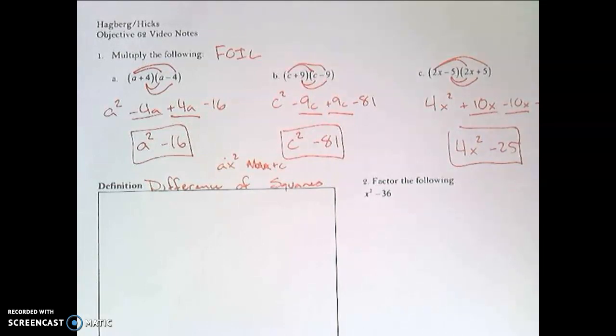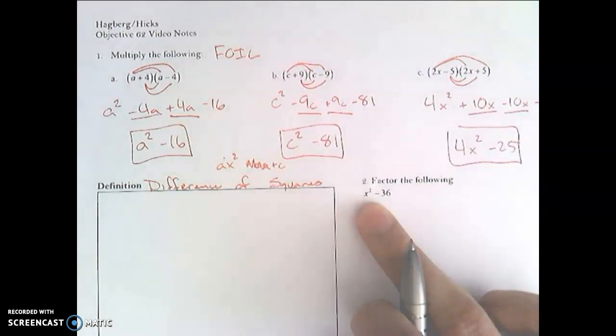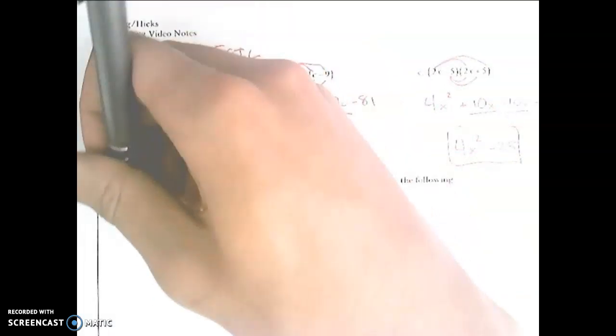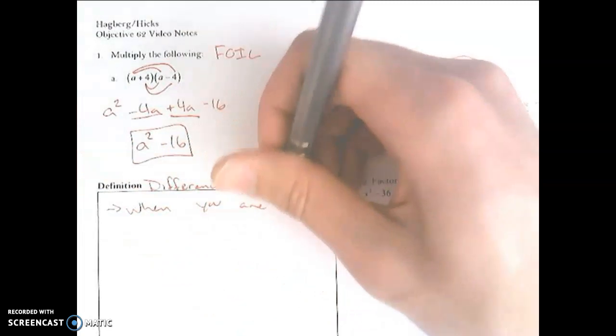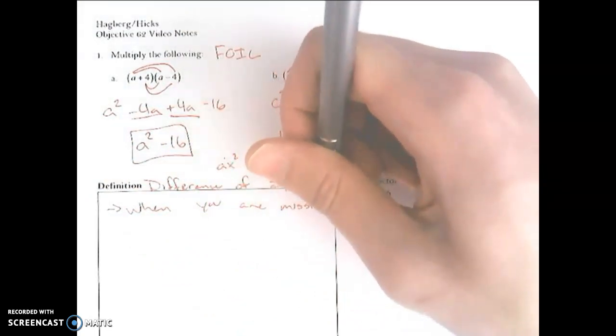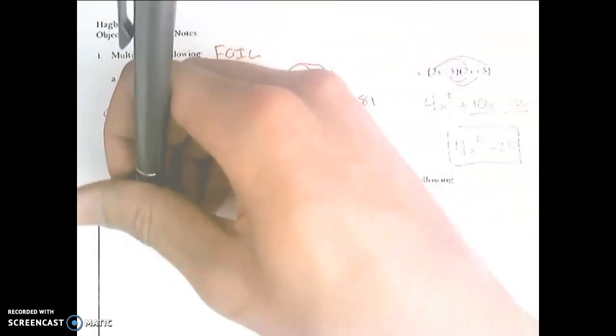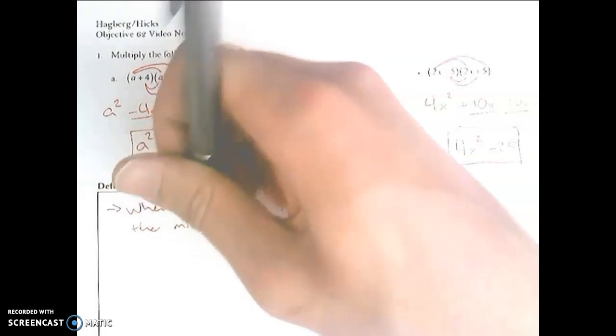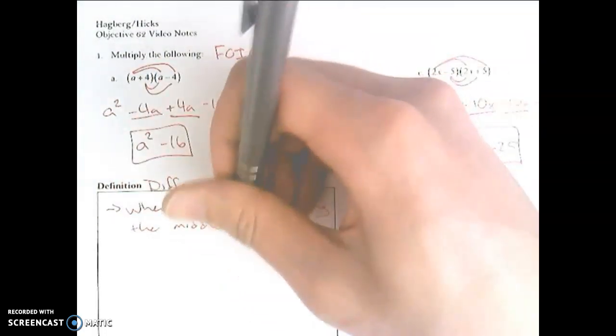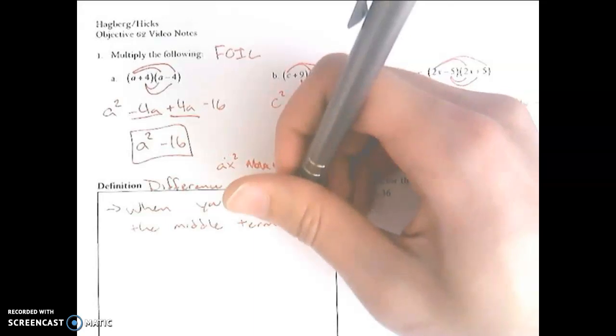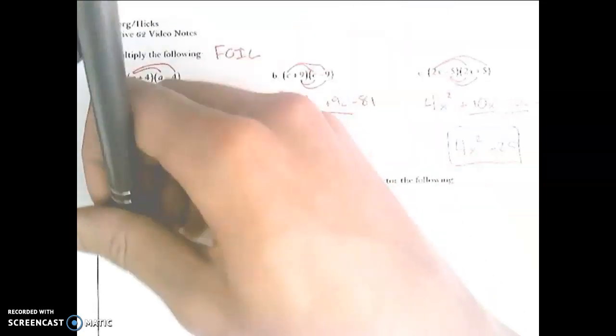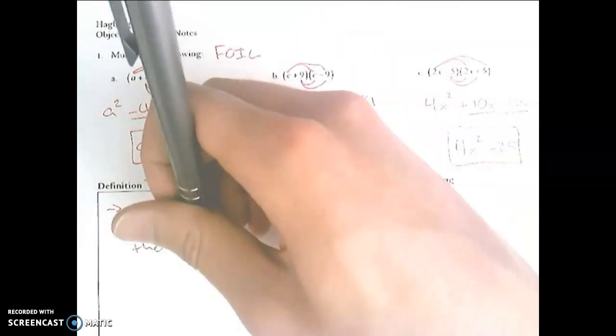So an example is something like this here. We have x squared minus 36. How can we recognize this? This is when you are missing the middle term. So just like how we had above, we're missing that middle term, that x term of the quadratic expression.